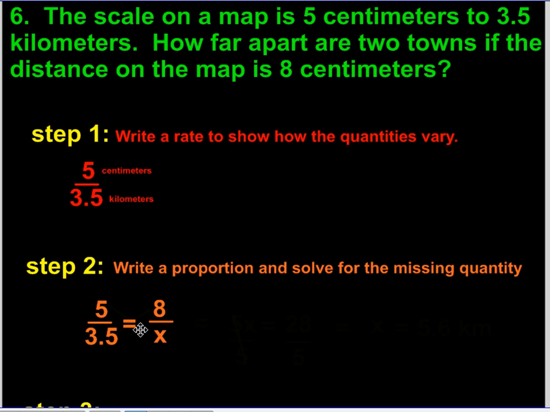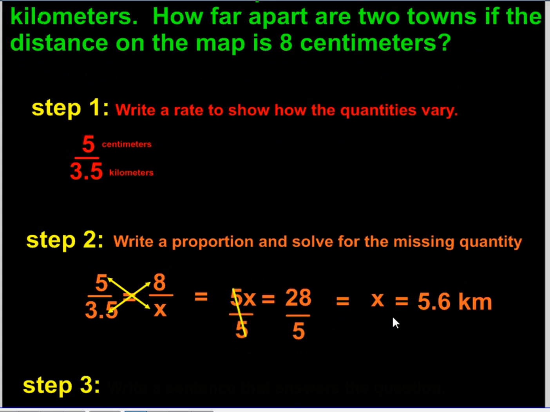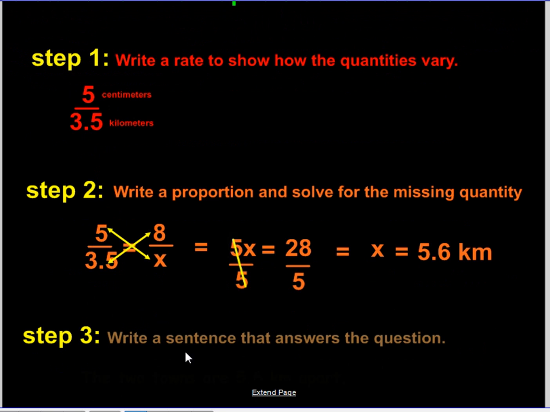And just like before, we're going to want to cross multiply. So it's going to give us a 5x equals 28. 8 times 3.5 is 28. We then want to isolate x, so we divide by 5 to remove it. What we do on one side, we do on the other, and that's going to get us x equals 5.6 kilometers. So now we take this information and put it back into a sentence that answers the question, and the two towns are 5.6 kilometers apart.